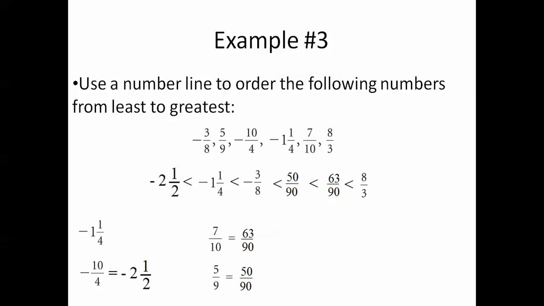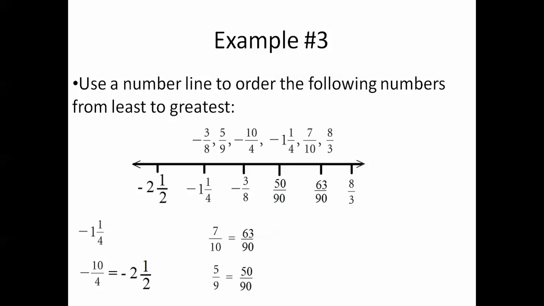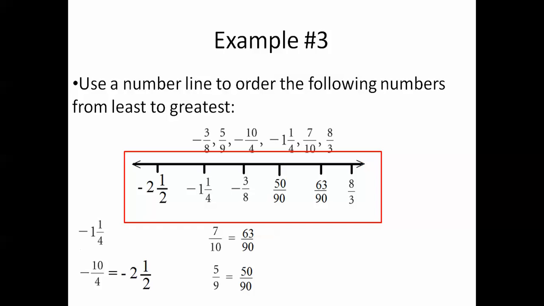And then because 8 over 3 is an improper fraction, we don't have to really convert it here because we know that it will be larger than those two, so it is our largest value. So then we just copy these values onto a number line, and we have now used a number line to order these values from least to greatest.